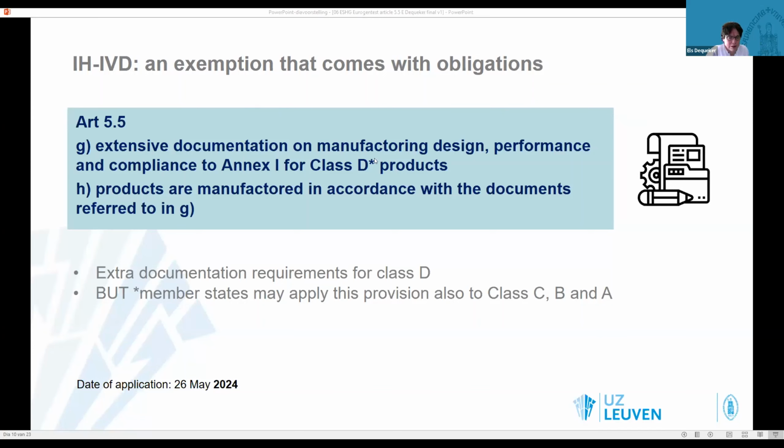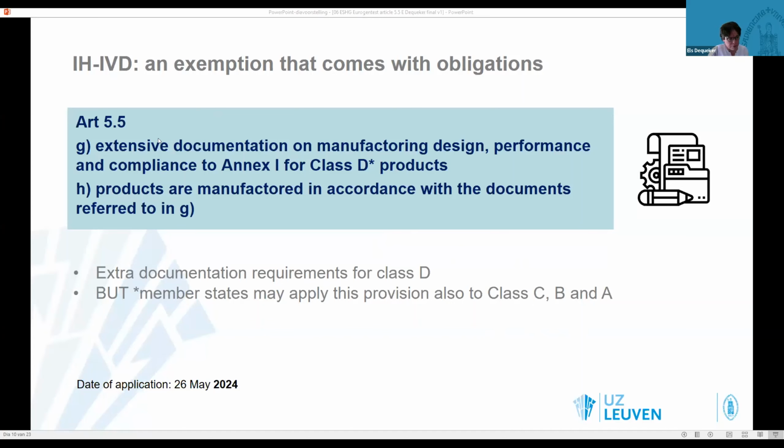What is important with this asterisk? This is one of the freedoms that each national country can have. The member states may apply this provision also to Class C, B, and E. In some countries, like Germany, they already apply it also to Class C, B, and D. In Belgium, we will have it also for Class C.